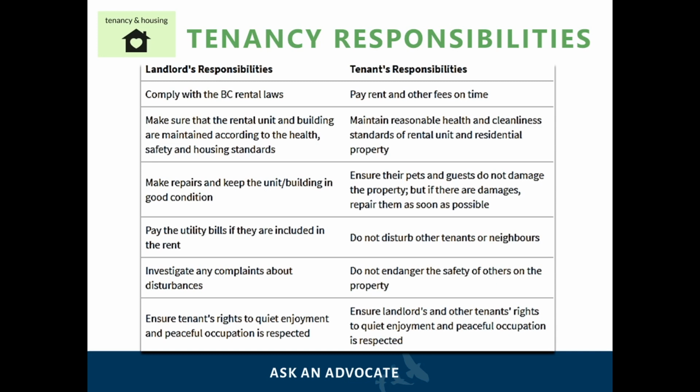The landlord is responsible for paying the utility bills on time if they are included in the rent. The tenant must not disturb other tenants or neighbors. The landlord is responsible for investigating any complaints about disturbances, and in return, the tenant must not endanger the safety of others on the property. The landlord must make sure that the tenant's rights to quiet enjoyment and peaceful occupation are respected. In return, the tenant must ensure that the landlord and other tenants' rights are respected as well.